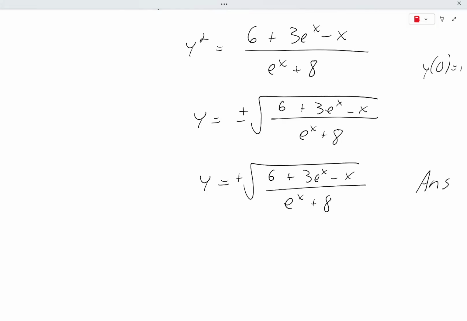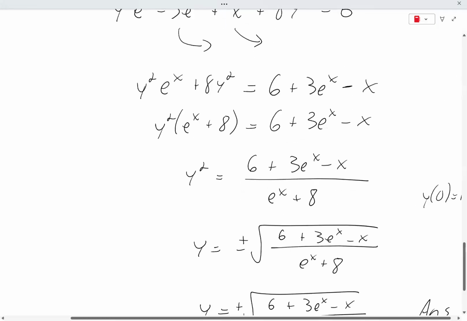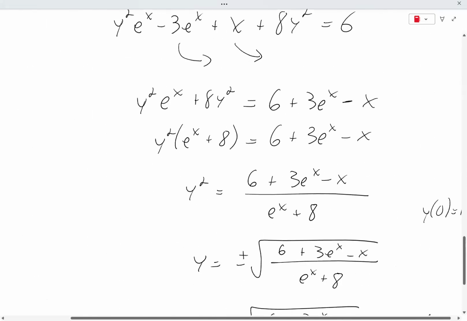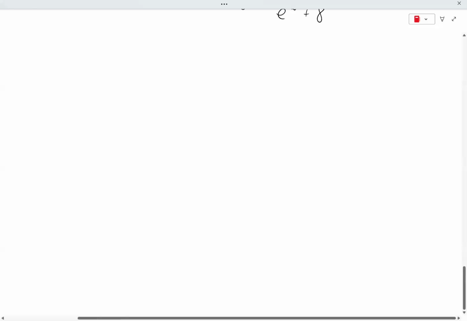Okay, so that's the end of the exact equations. Done with that now. Next, sometimes we're going to look at equations that are not exact. This is the next section of the book, section 2.6. This is called integrating factors.